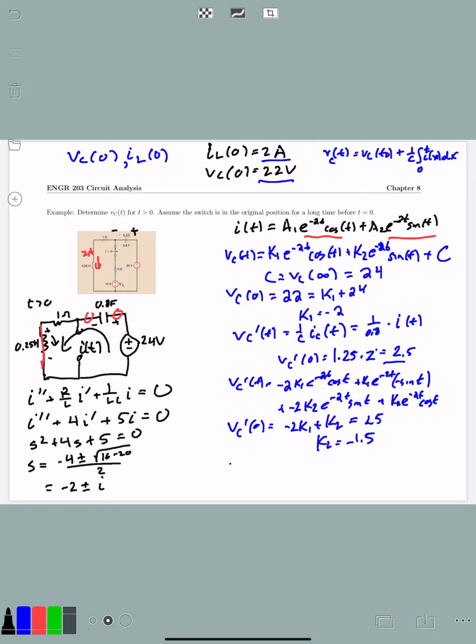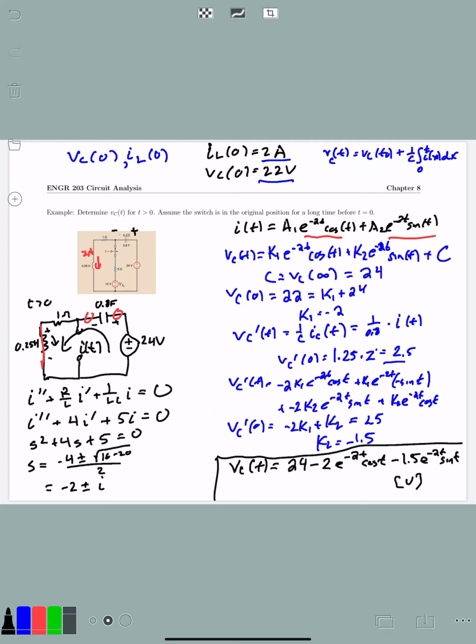And so our final answer then is Vc of t. I'll put the constant first here. 24 minus 2 e to the minus 2t cosine t minus 1.5 e to the minus 2t sine t volts. So I want to show you that these chapter 8 problems are really involved.